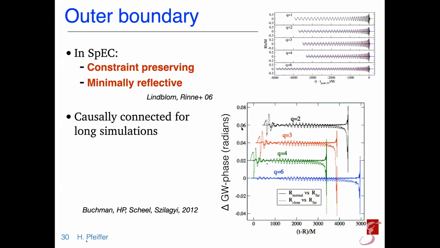This was done by work by Lee Lindblom. I had absolutely nothing to do with that. This is cool work. Number one are the actual physical degrees of freedom: you have two incoming modes that correspond to incoming gravitational waves, Newman-Penrose Psi-zero. Number two, you have four incoming modes that correspond to gauge conditions.